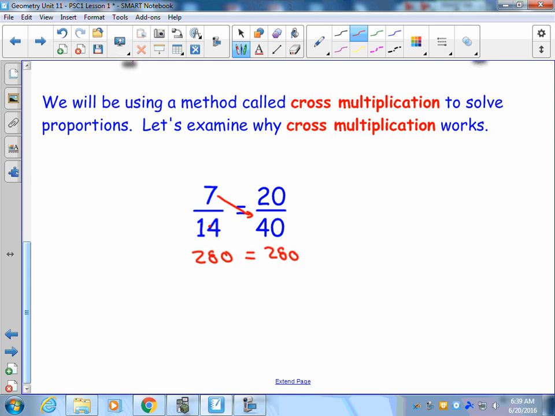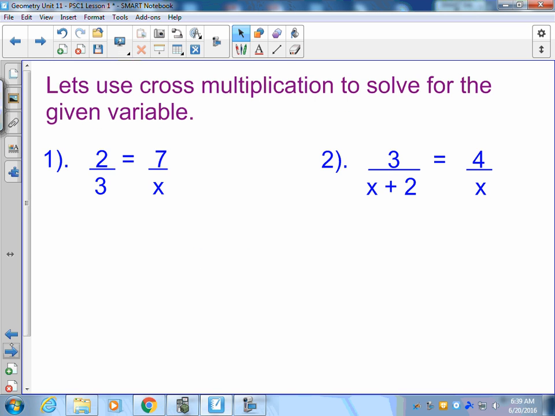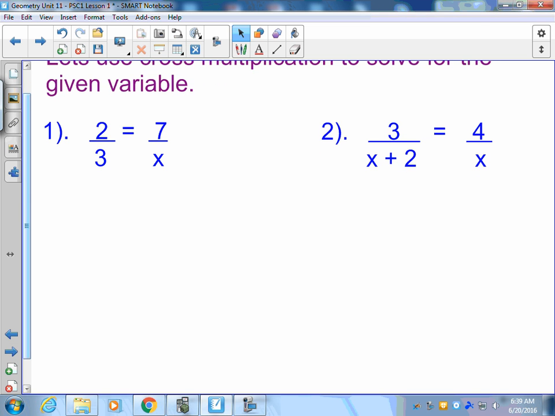So that's why cross multiplication works for us to be able to solve, because the two fractions give us equal products. And if the equal products are there, then we can solve for a missing value. So using cross multiplication to solve these, here is one of our more basic problems.